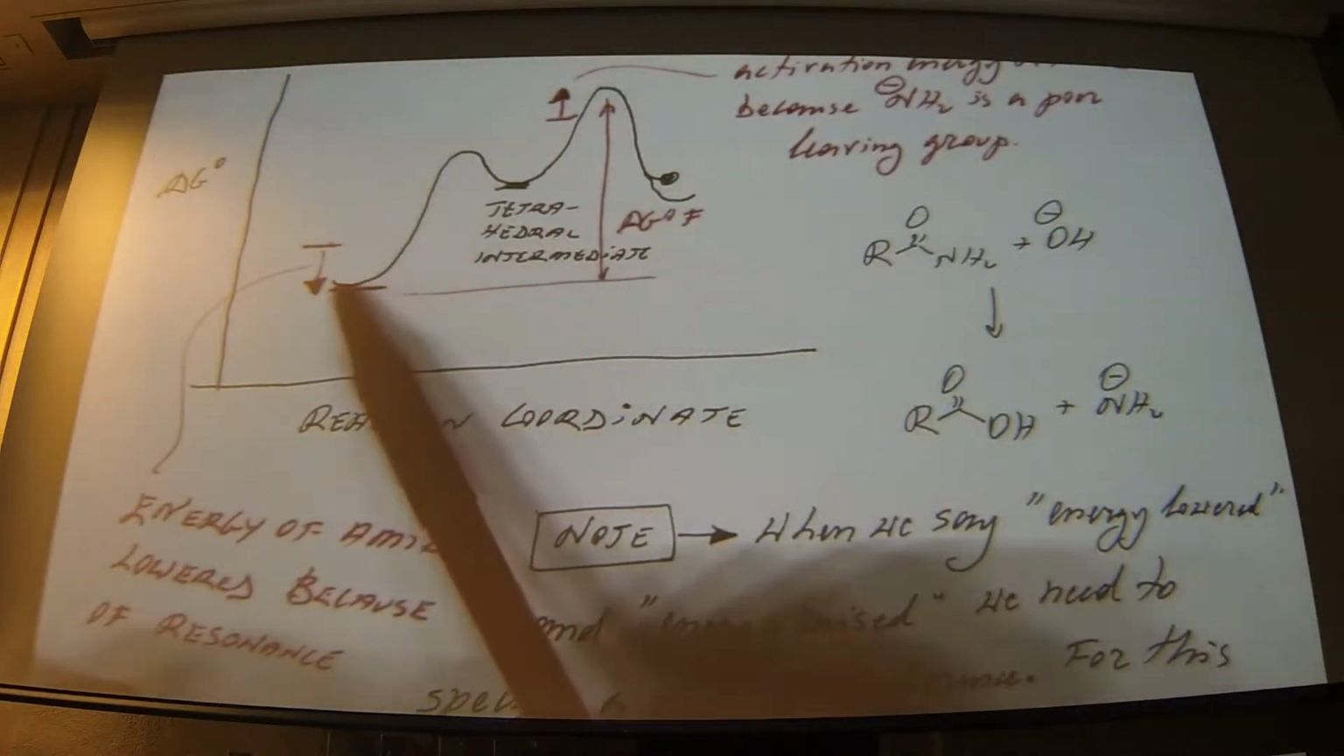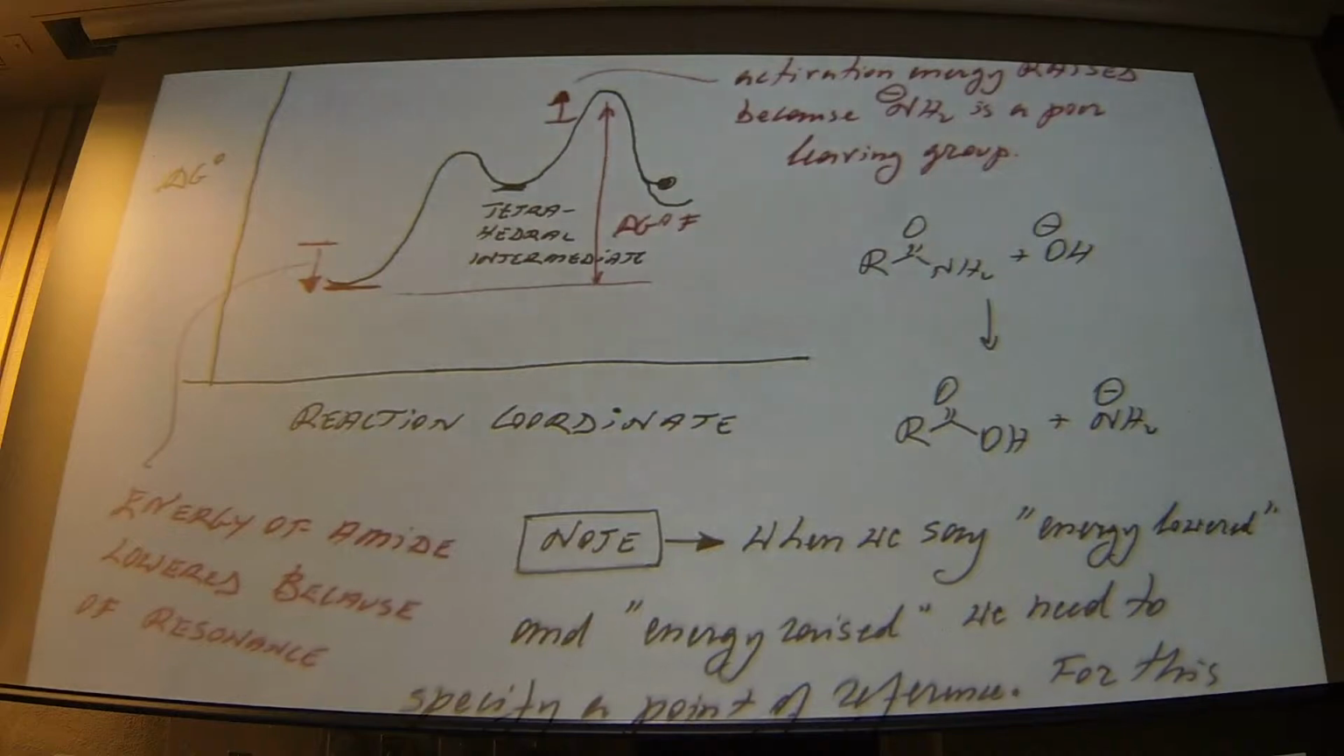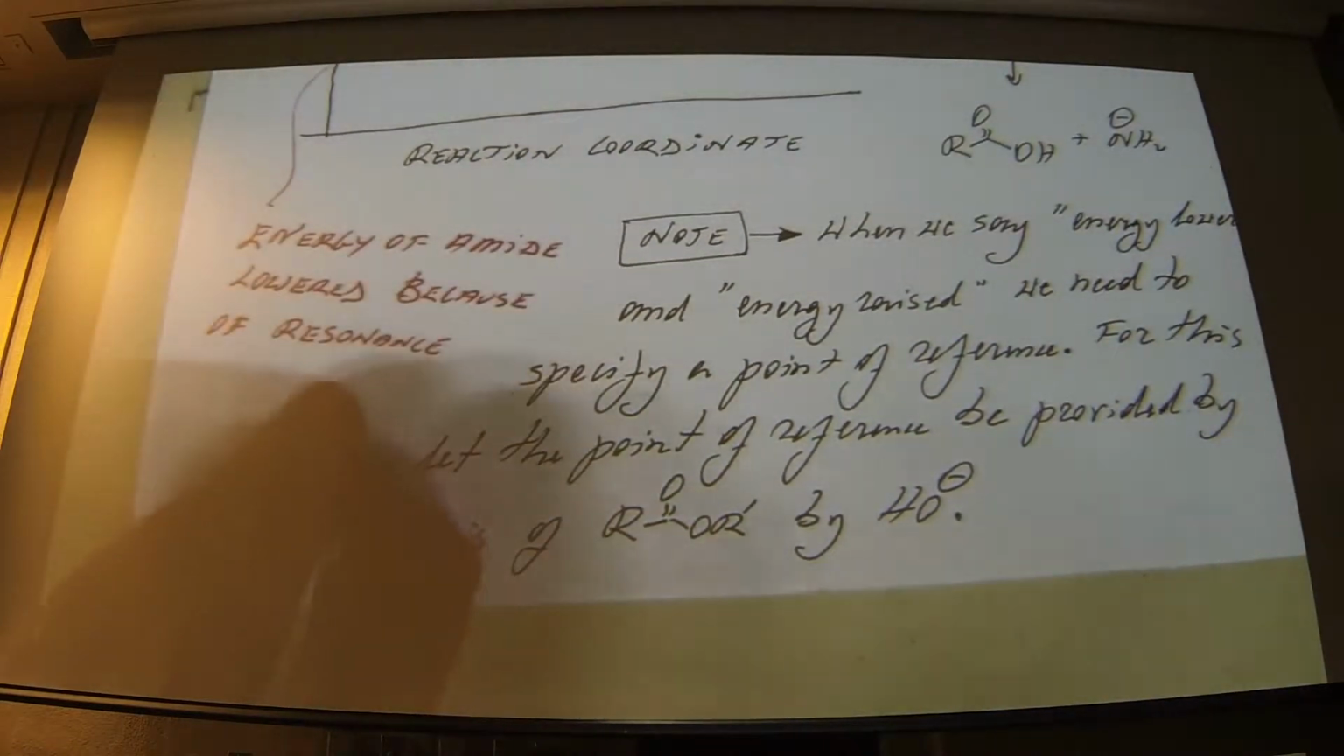And likewise, if you have electron-withdrawing groups, the opposite is going to be true. For the second step, it's really easy to see why: if you have an electron-withdrawing group attached to the carbonyl, that group is going to be a good leaving group. And so the activation barrier for step 2 should be low. When we say higher and lower, remember, compared to what? The point of reference is always going to be the ester. So that's where we're going to start.